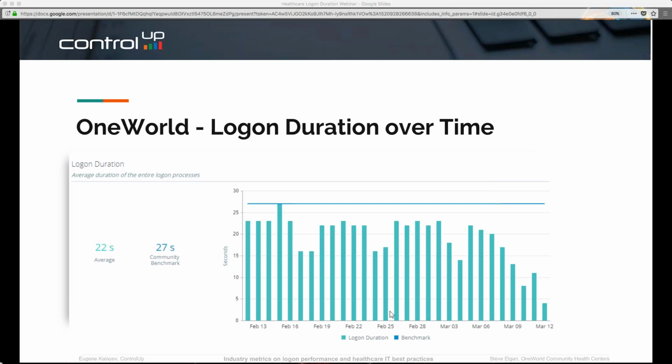So what we're starting to see over the last few business days is we're averaging around 13 seconds for logon duration as measured by ControlUp. It's pretty significant savings. Looking at February, we had a day at 27, probably averaging around 23 or 24. And you can start to see that decline in logon duration just by making some sizing adjustments.